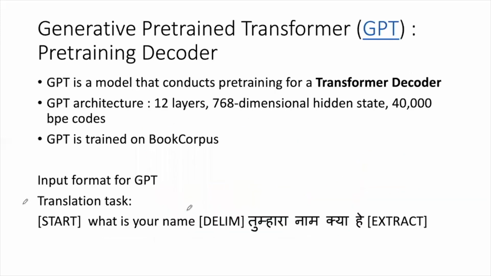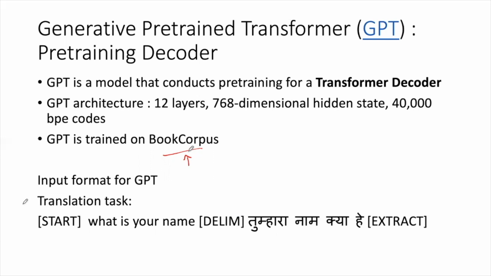Now, when we pre-train a transformer decoder, we obtain this model called Generative Pre-trained Transformer. So this is a GPT model. The GPT model is a big model, containing around 12 layers and 40,000 BPE codes, etc. It's trained on BookCorpus. The pre-training takes a couple of days to conduct, and as mentioned before, it is conducted via the language modeling objective.